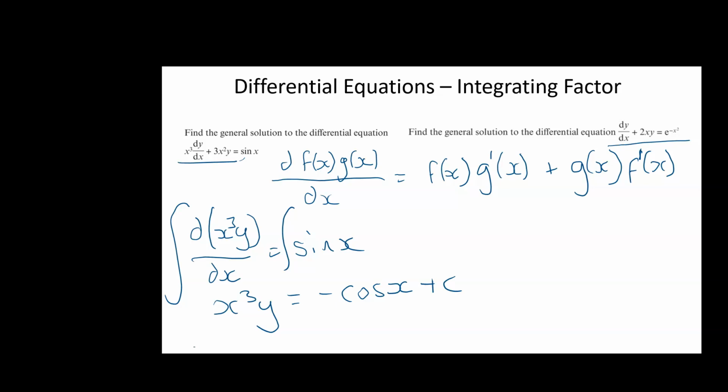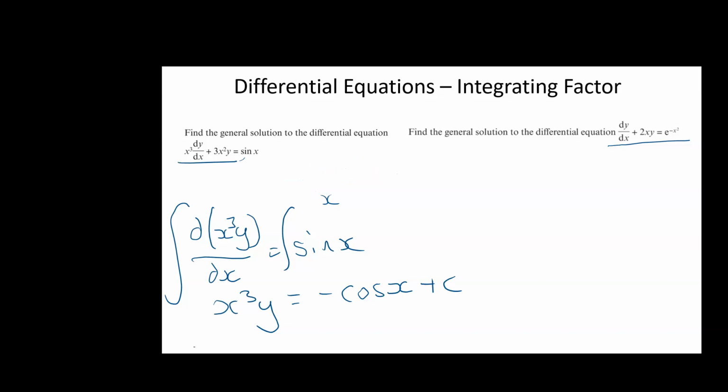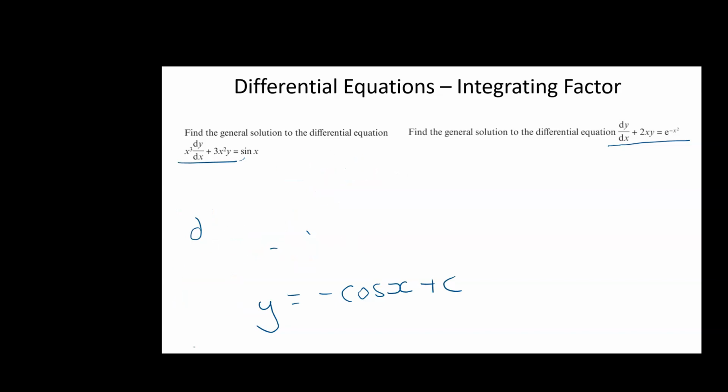Now, this first one was delightful because it happened to be that we could use this product rule. This one is not going to work in the same way because we haven't got something on the front of the dy by dx that we can then say, oh, well, this is a product rule. But it would be good if we could make it into the product rule. And we can do that like this.